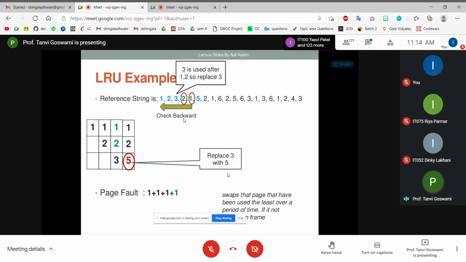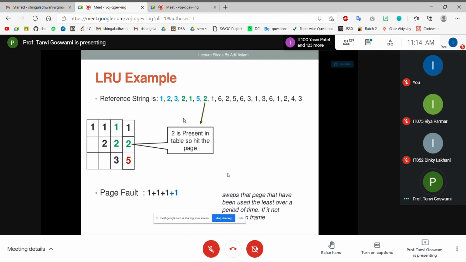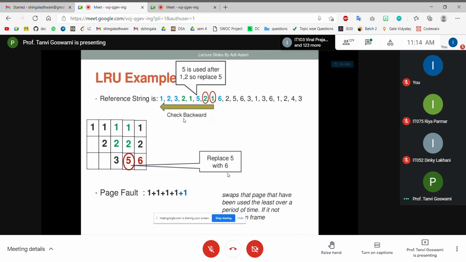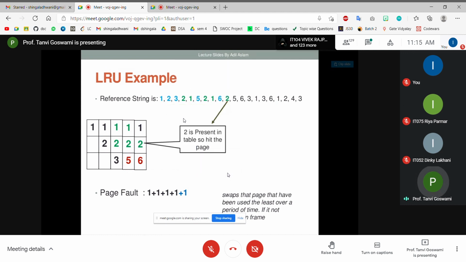Then there is a hit. 2 is a hit, and 1 is a hit. Then if we look backward, which is the least recently used among 1, 2, and 5? 5. So 6 will take the place of page number 5. Then 2 is a hit.